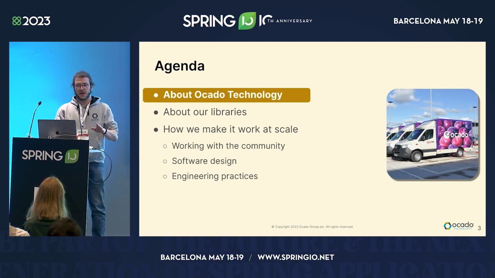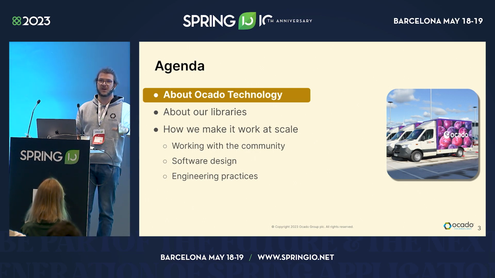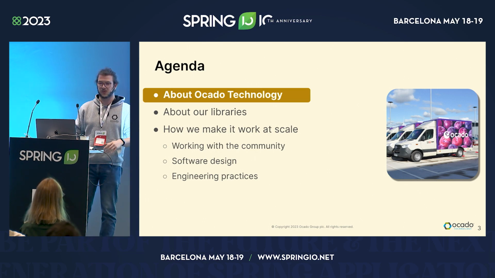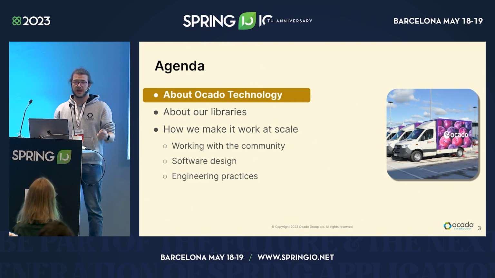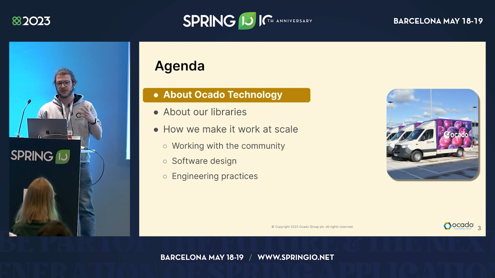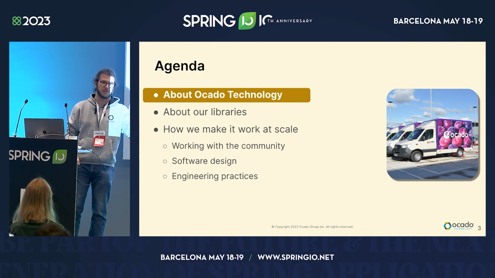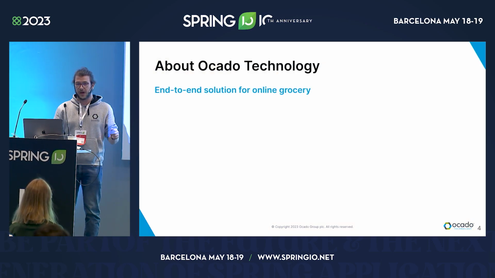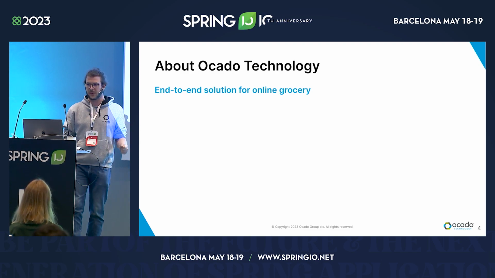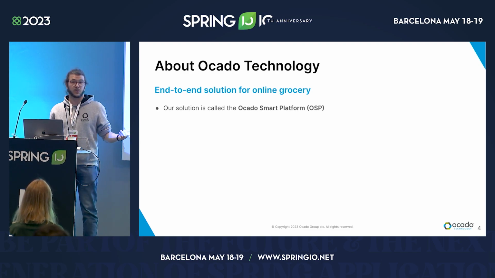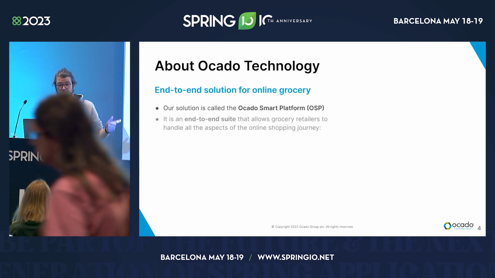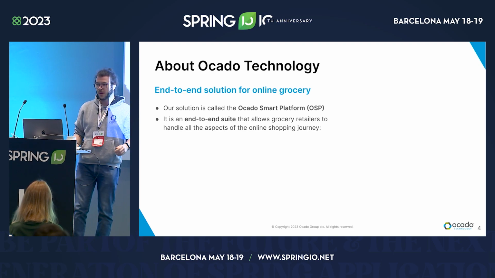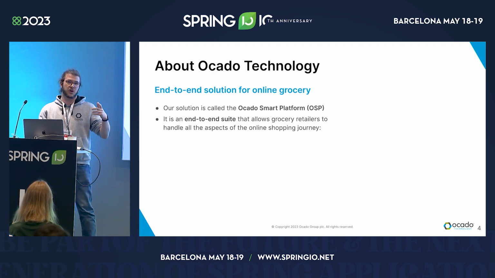So let's start talking briefly about Ocado Technology. This is not a marketing slide, but it's useful for you to know a bit of the context of why this library has been built and some of the requirements that we had to consider. Ocado Technology is a company that provides an end-to-end solution for online grocery. Our solution is called Ocado Smart Platform, an end-to-end platform that covers all the steps of the online shopping journey.